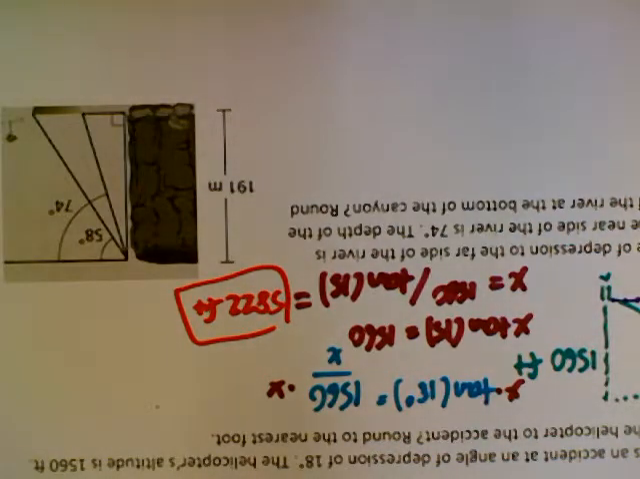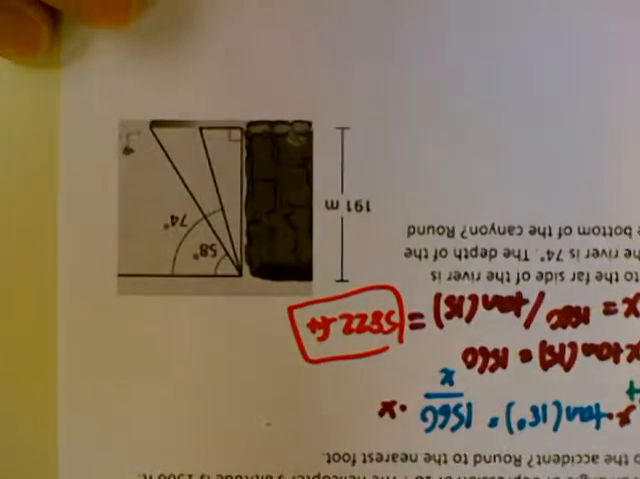So that's how far it is away from the accident. Just over a mile, 5,822 feet. So we'll go on to the next one, which involves this picture over here.